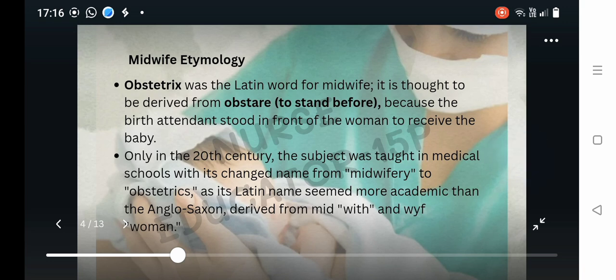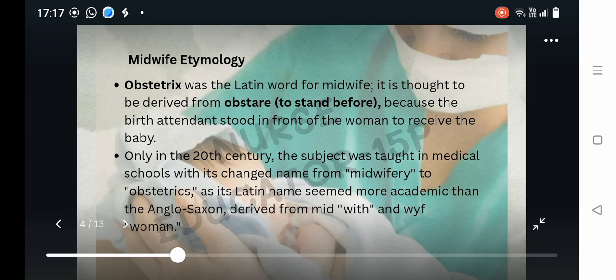Then we'll see the midwife etymology. Etymology is nothing but how the meaning of the word midwife has changed from time to time, from olden times to now. The word obstetric was the Latin word for midwife, derived from obstare. Obstare means to stand before, because the birth attendant stood in front of women. That's why they gave this word obstetric.